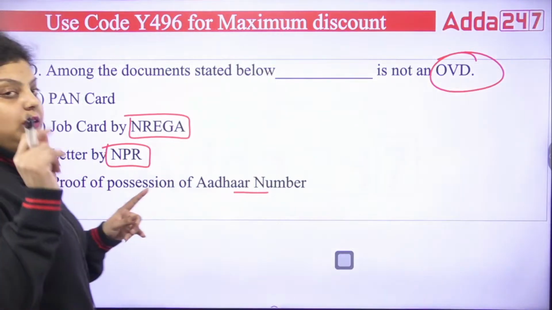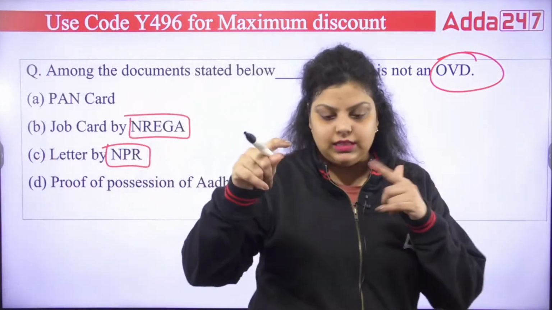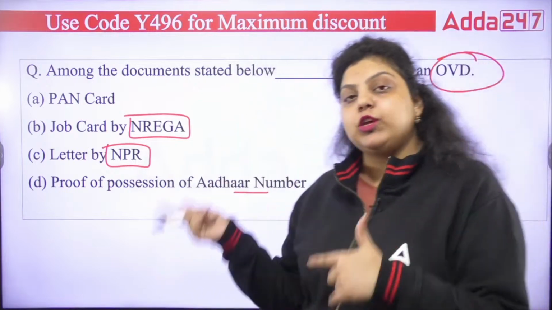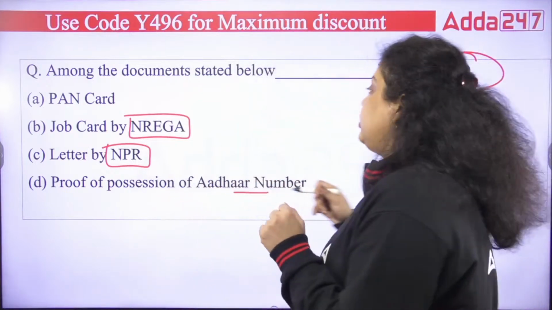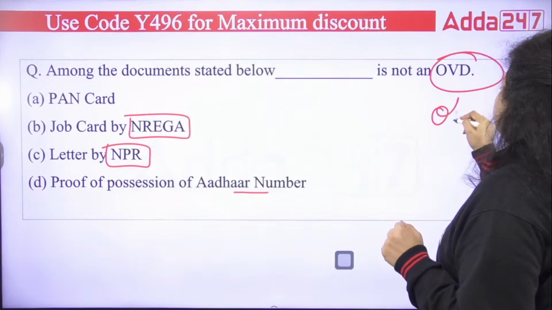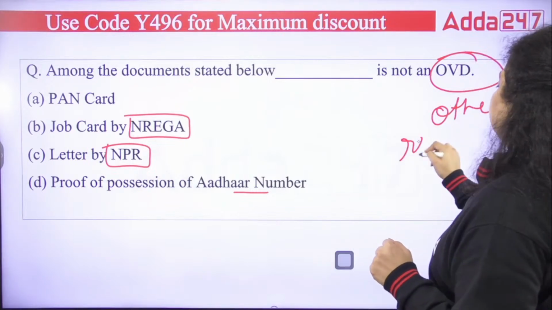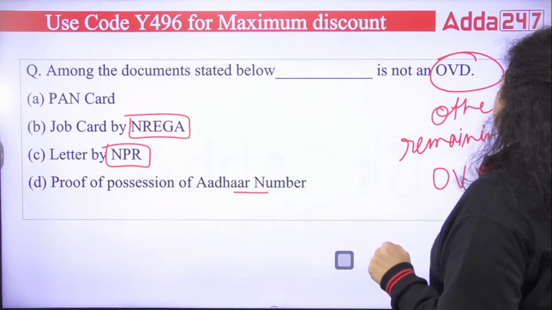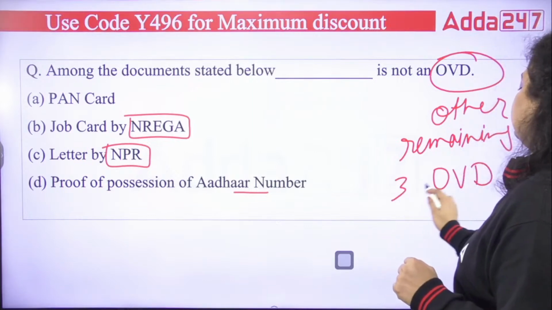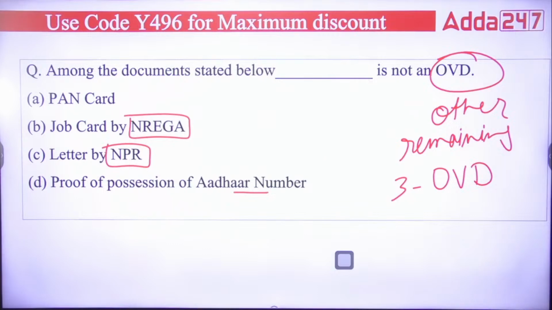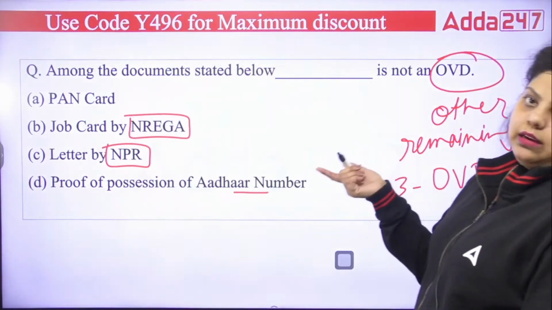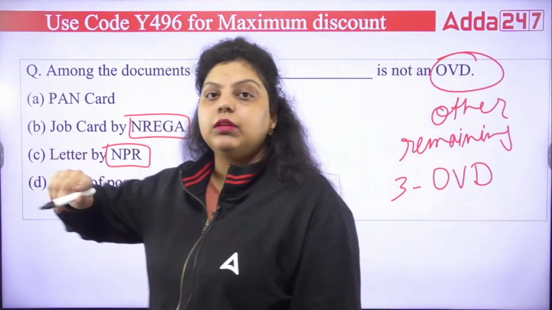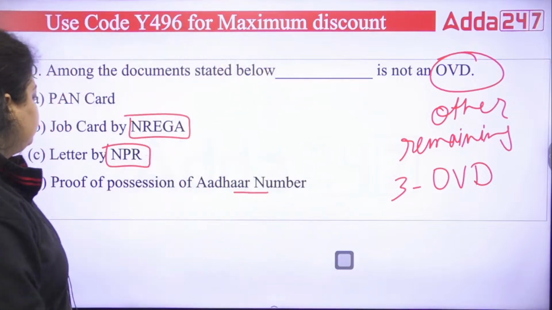Now, one homework for all of you, not in the live chat, but when the session ends, in the comment section, I want you to answer the other remaining official valid documents. The 3 other remaining official valid documents you have to answer in the comment when the session ends. And the answer to this I will be giving in the next session, that will be tomorrow, not today.